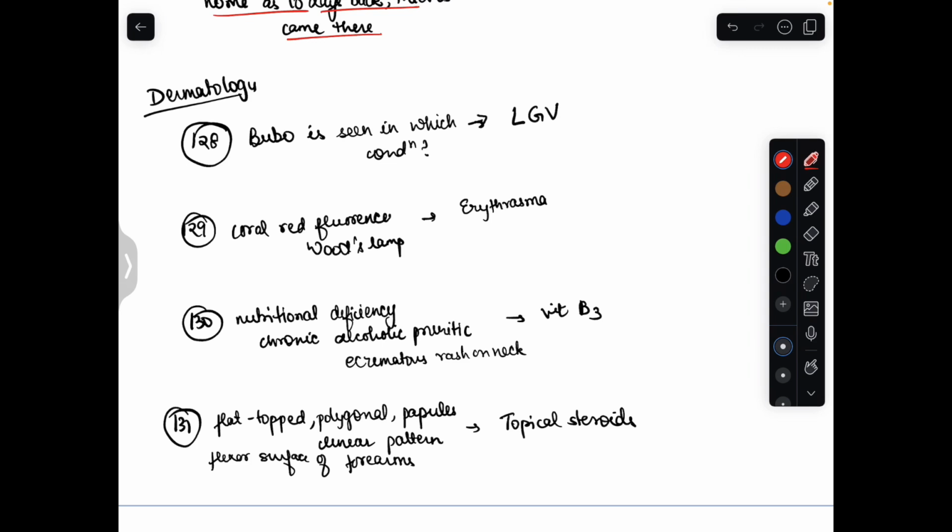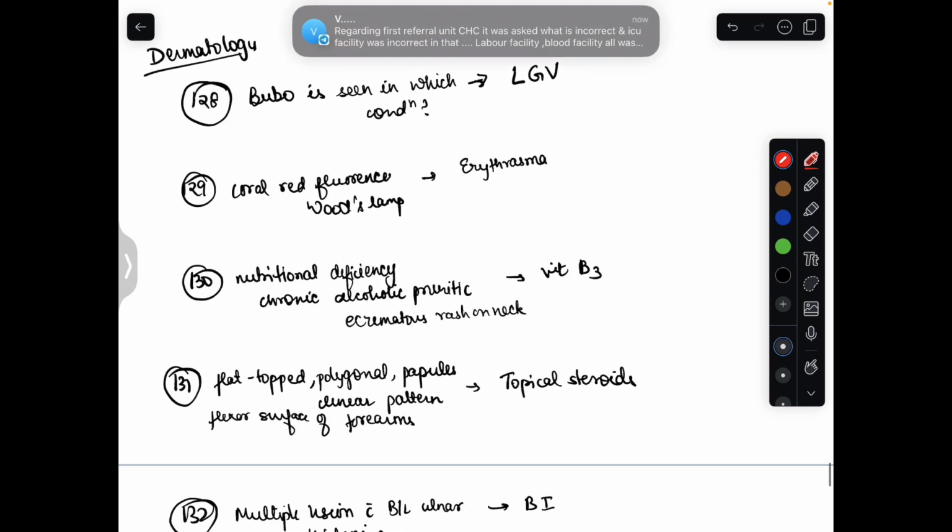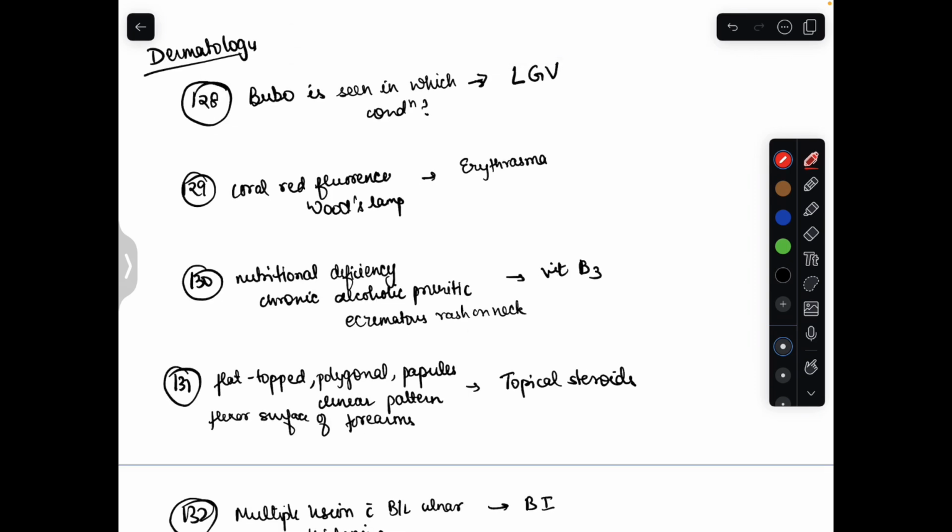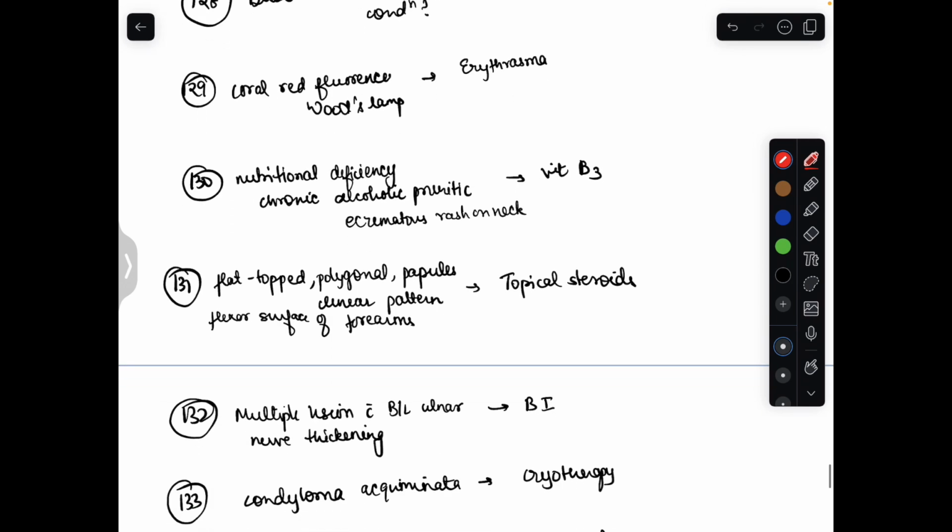So for this, the correct answer is LGV. Now for 129, coral red fluorescence under Wood's lamp will be there, and for this, the correct answer is erythrasma. For nutritional deficiency, chronic alcoholic pruritus, eczematous rash on neck, vitamin B3 was there, and sorry, vitamin B3 is the correct answer for that question.